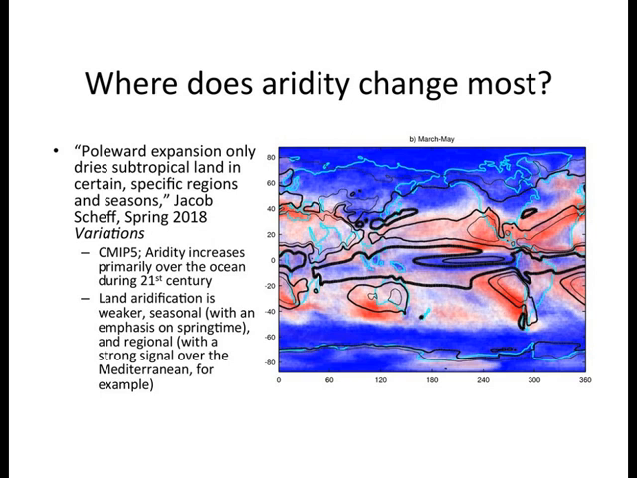One of the few regions that shows robust aridification in their simulations is, for example, the Mediterranean. You look at year-round, you expect aridification over the Mediterranean. So there's one region where you may look for a strong signal. But what about the oceans?